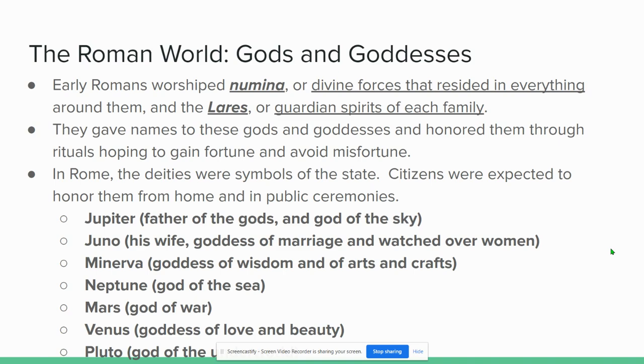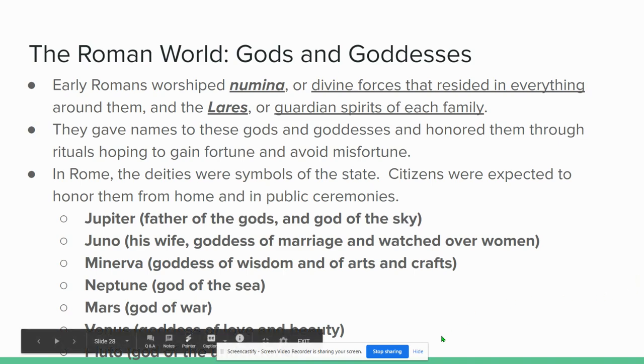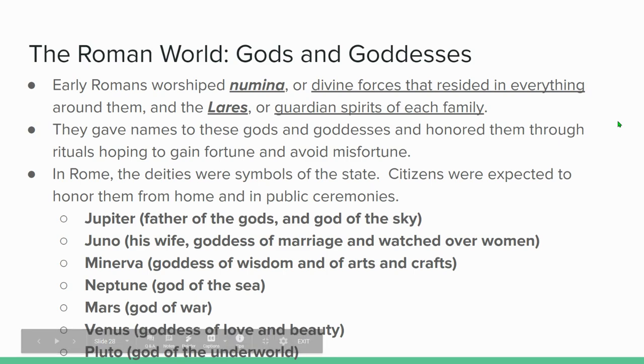So, taking a look at a few of these, we have Jupiter, who is the father of the gods, and the god of the sky. Very much sounds like Zeus in Greek mythology. We have Juno, his wife, goddess of marriage who watched over women, just like Hera in Greek mythology. Minerva, goddess of wisdom and arts and crafts, very much sounding like Athena. Neptune, god of the sea, very similar to Poseidon in Greek mythology.